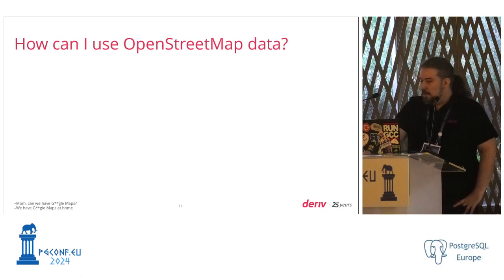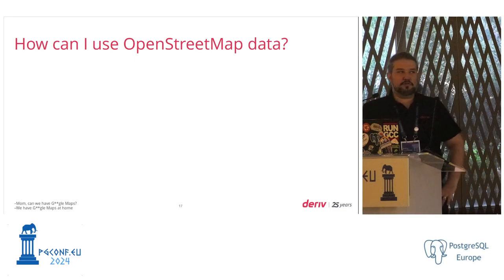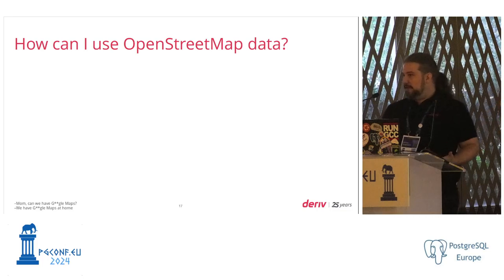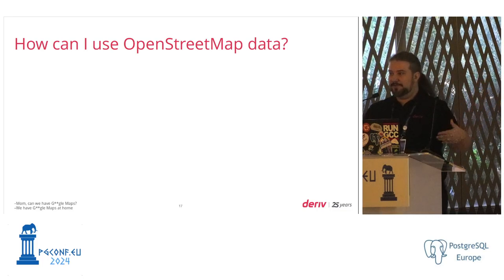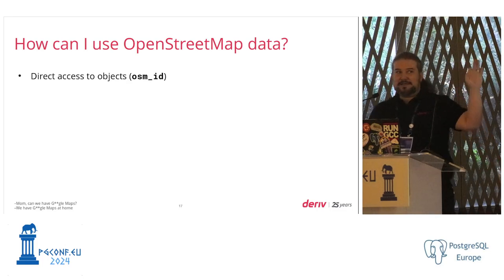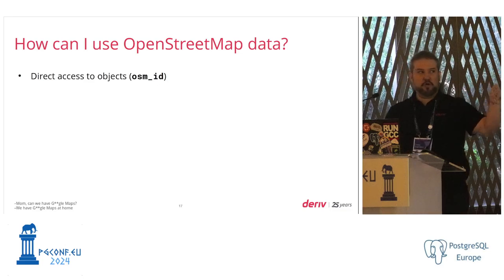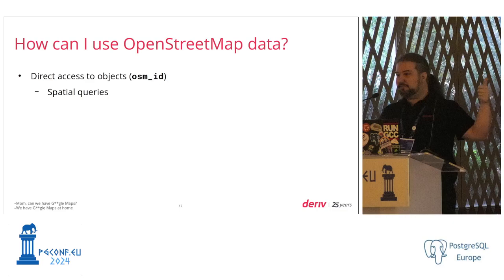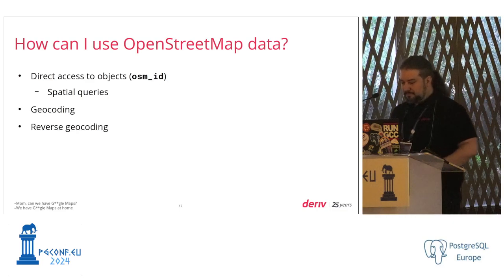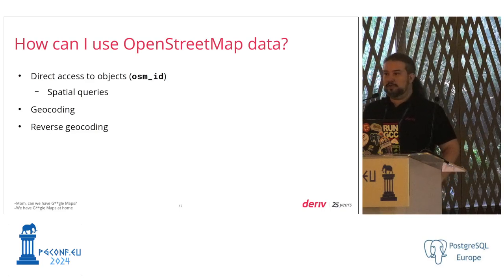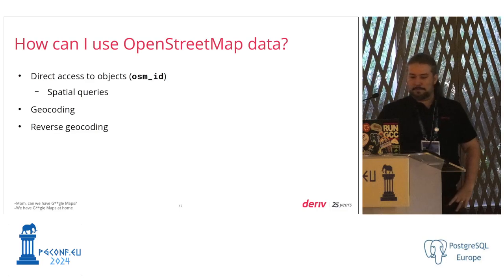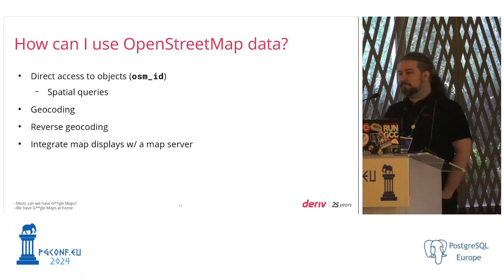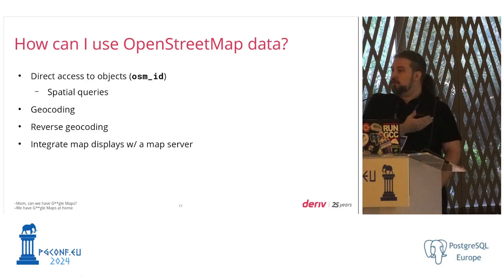So speaking about tools, how can we use this OpenStreetMap data? Because as far as we're concerned right now, OpenStreetMaps is a website, right? And it has maps on it. How do you extract this data and how do you use it yourself without being dependent on that website and the kindness of strangers? So you get direct access to objects through an identifier called an OSM ID. Every object in OpenStreetMaps has an OSM ID. And you can perform with this identifier, of course, spatial queries. And you can also do cool things like geocoding and reverse geocoding. We will talk about that in a moment. Another cool thing you can do with this data is you can integrate map displays with a map server that you run yourself on your website.